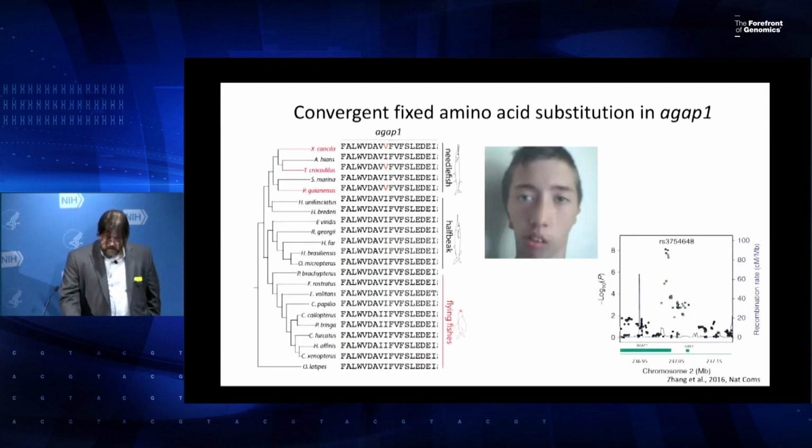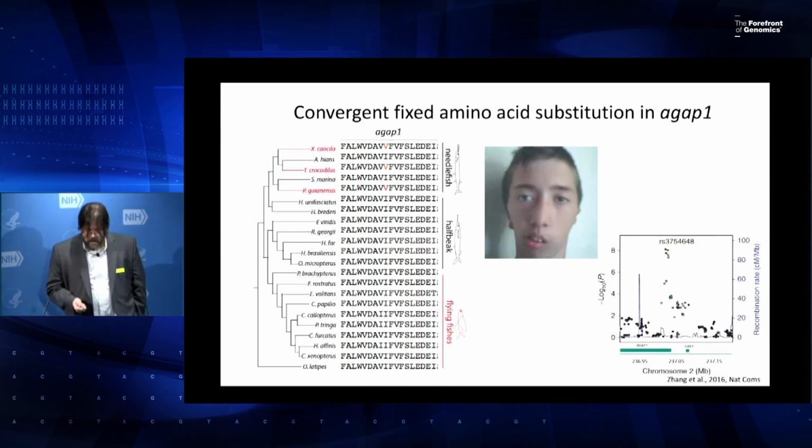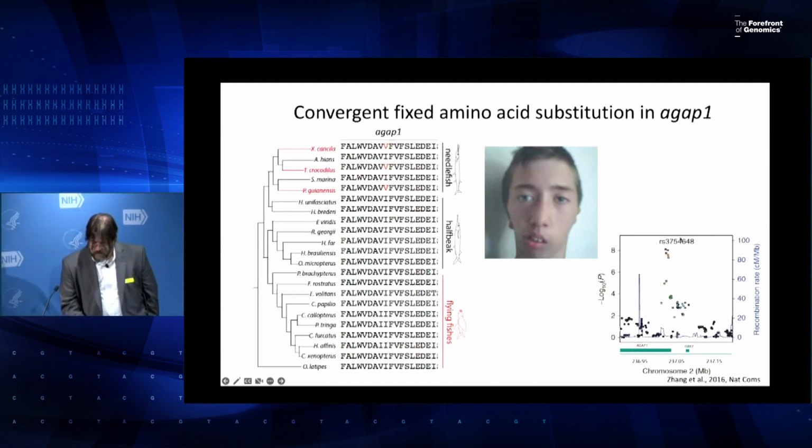And what I will tell you about today is a convergent fixed amino acid substitution in the AGAP1 locus that we were interested in because it actually leads to microcephaly in patients. On the bottom right is a QTL at the AGAP1 locus. See here that you get statistical association of the particular SNP in the patients. And the function of this gene is really sort of unknown, because AGAP1 is really not a developmentally interesting gene.